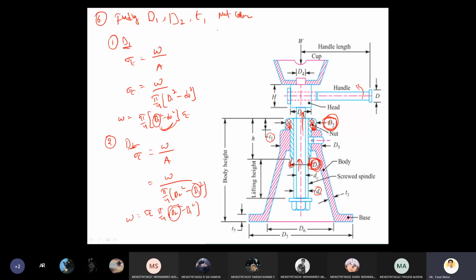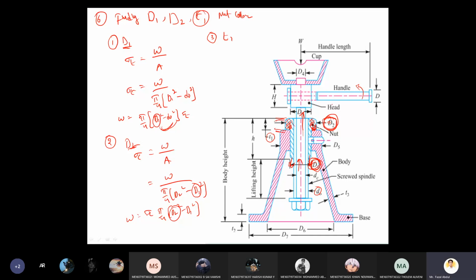Okay. Now third point. What is the third point here? The third point is T1. What is the T1 here? Thickness of the nut collar. So this is the thickness. How much thickness we need to maintain? That is the question here. Thickness of the nut collar.